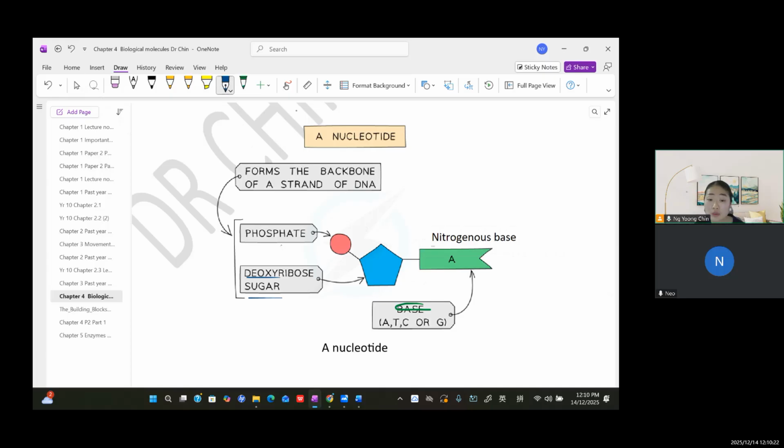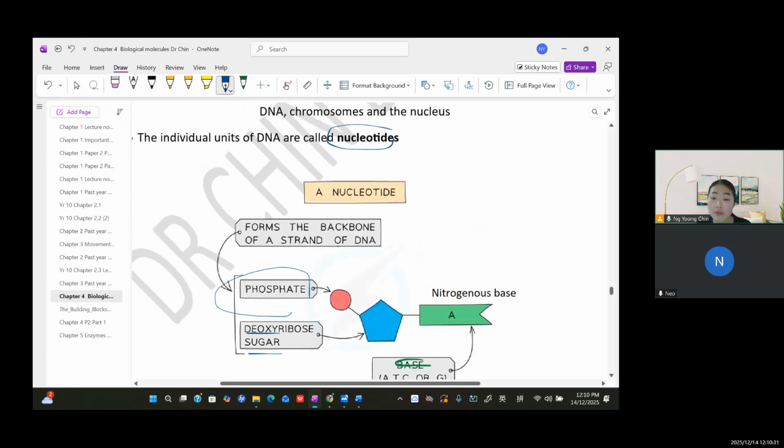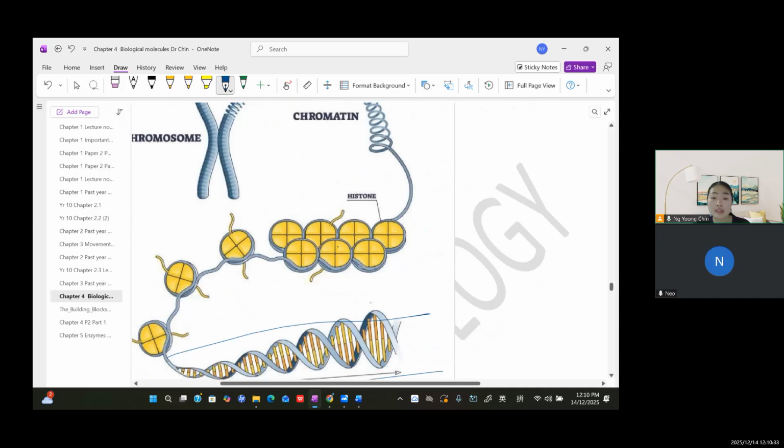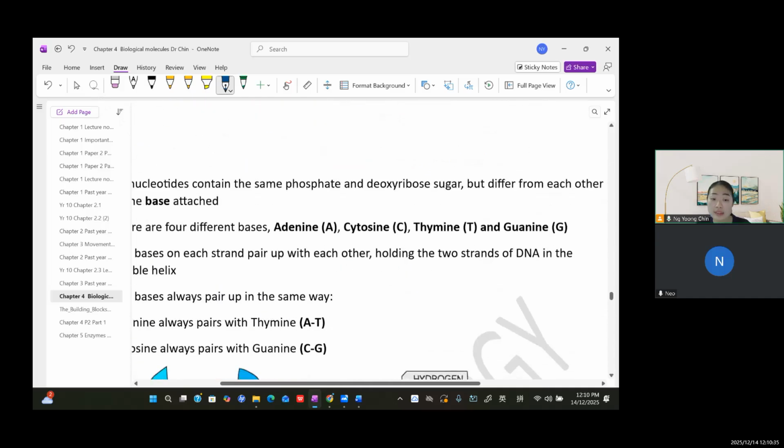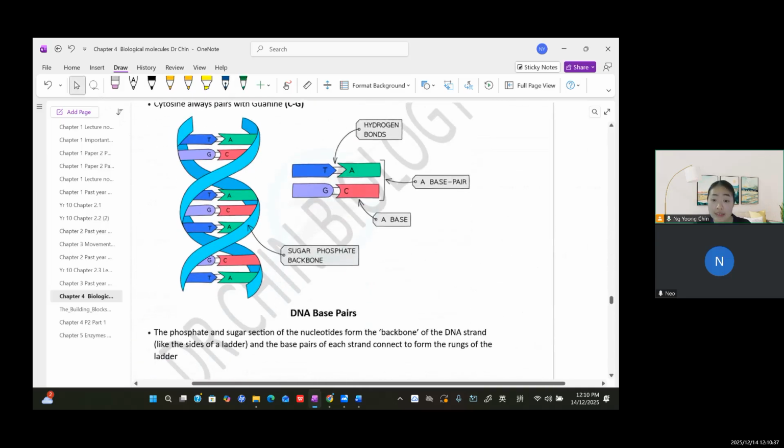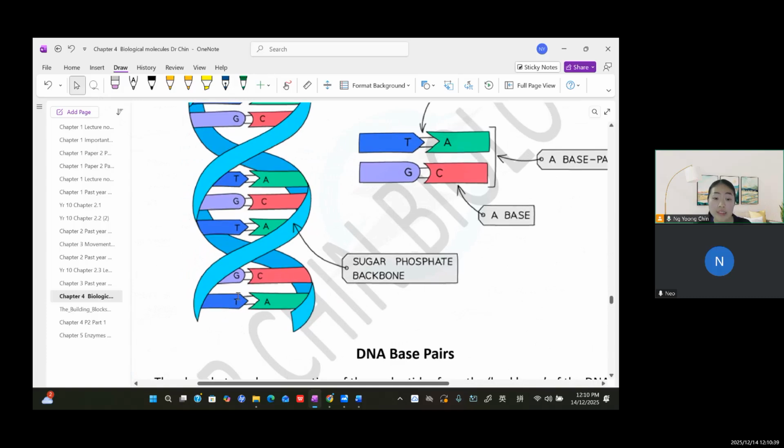And then you are connected to the phosphate group. So that's why this is the structure of a nucleotide, okay? You have the base, sugar, and the phosphate group. So they will form the backbone of the DNA. Okay, so that's why when you join the nucleic acids together, it becomes like this. Each of the nucleic acids just joins to the opposite strand by a bond.